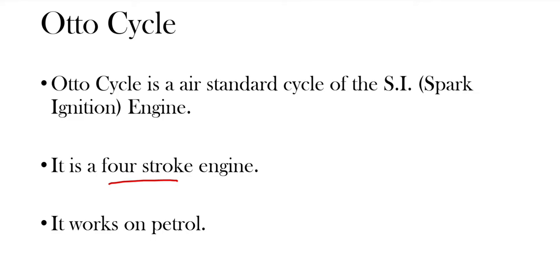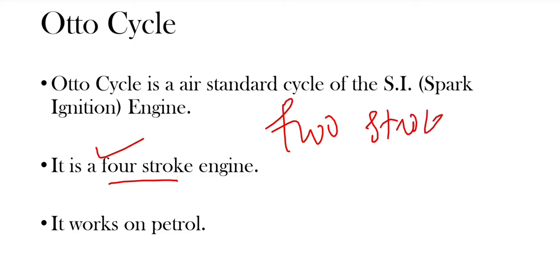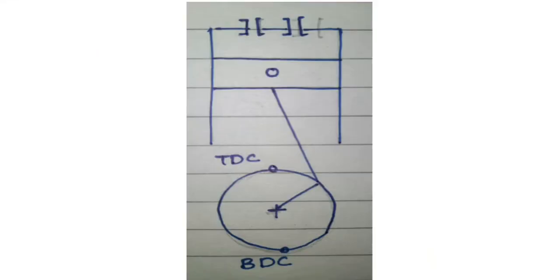In upcoming videos, we are going to study what the four-stroke engines and the two-stroke engines are, and also the difference between them. An important thing is that the Otto cycle works on petrol as a fuel. So, see here, this is the schematic diagram of a piston and a cylinder.